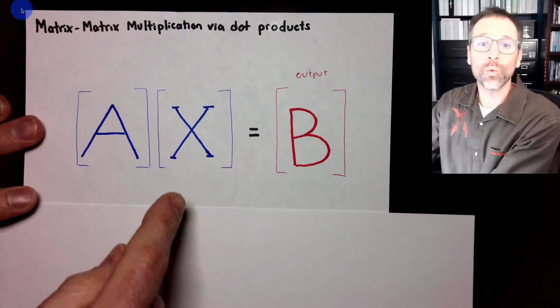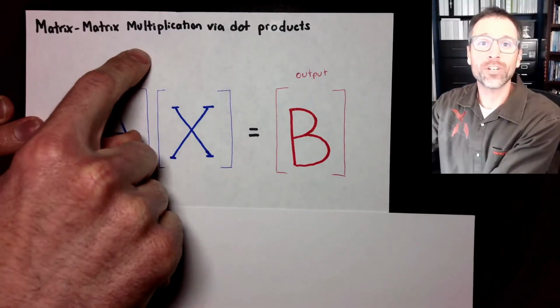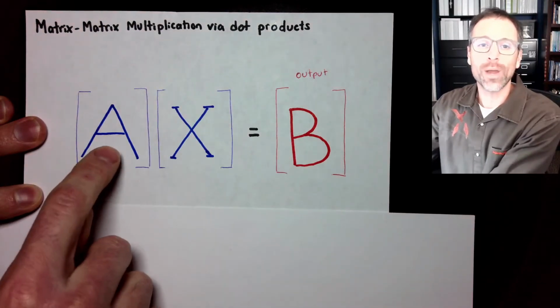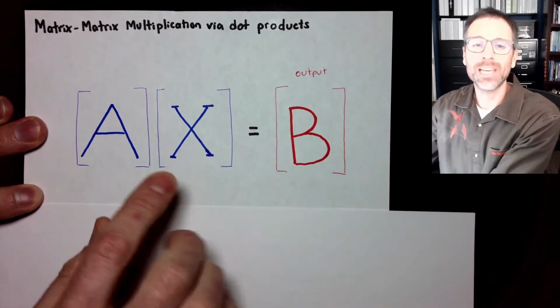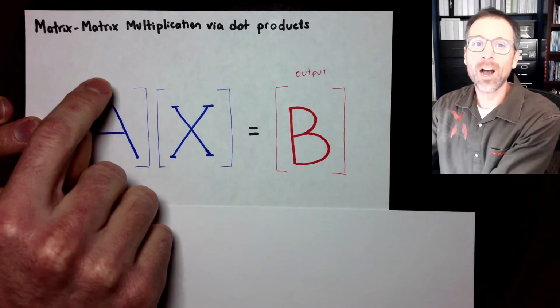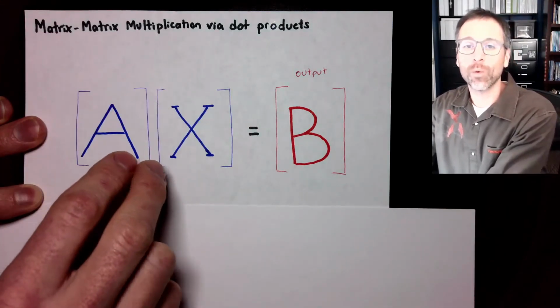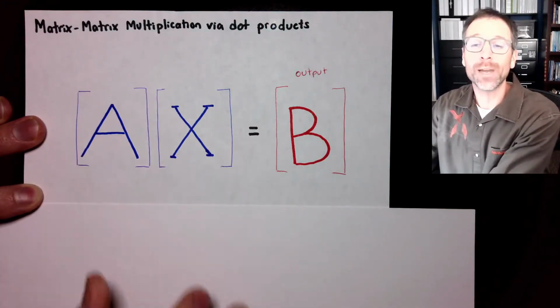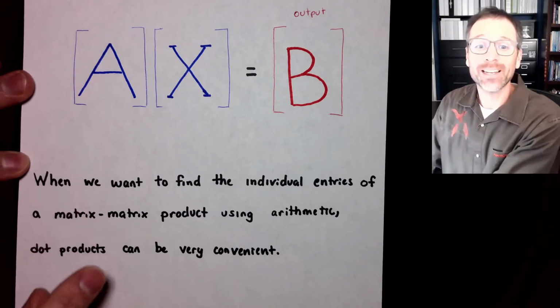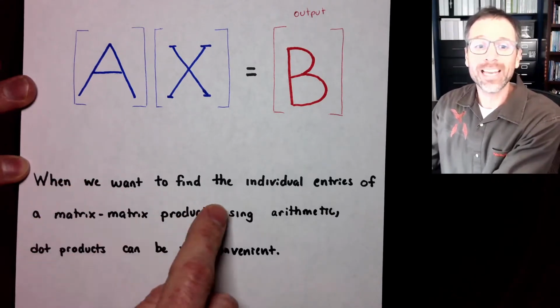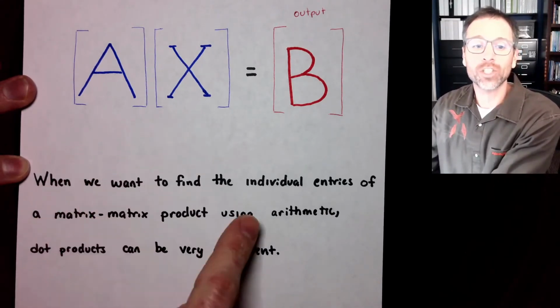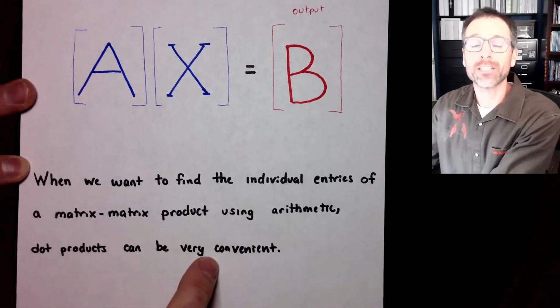Here I go in my own work. I'm going to go ahead and explore this matrix multiplication via dot products. We have A times X equals output B. Notice I'm not thinking about modeling or algebraic work. I'm just thinking about multiplying 2 matrices. And the reason I want to talk about that is when we want to find the individual entries of a matrix product using arithmetic, dot products can be very convenient.